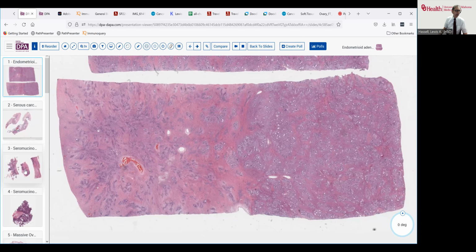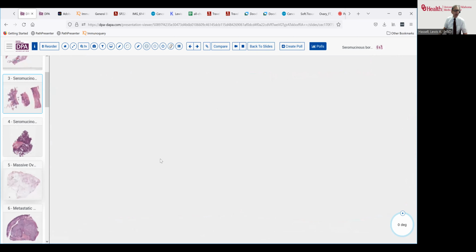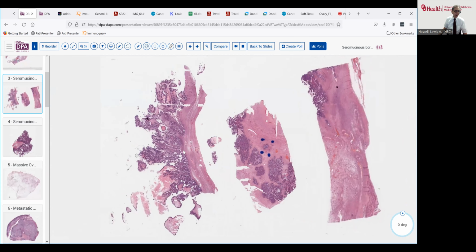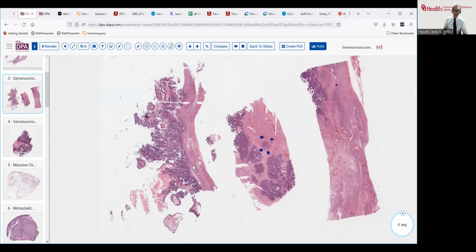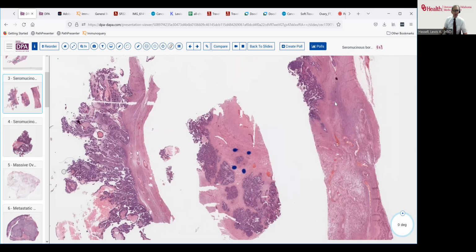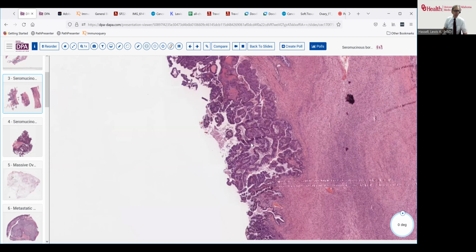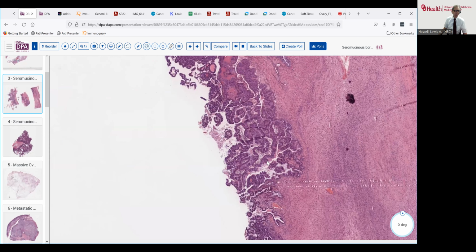So we'll take the next case here, which is another ovarian mass in an adult patient. And as you can see here, there's more clear-cut blue tissue. This was partly cystic and partly solid. And the epithelial component has this papillary pattern of architecture.